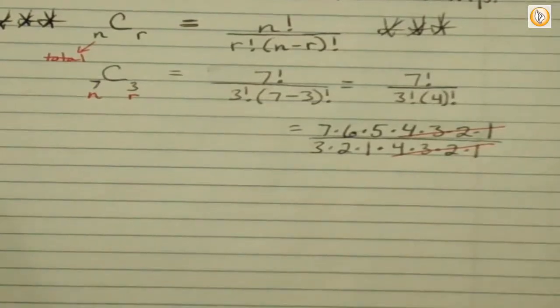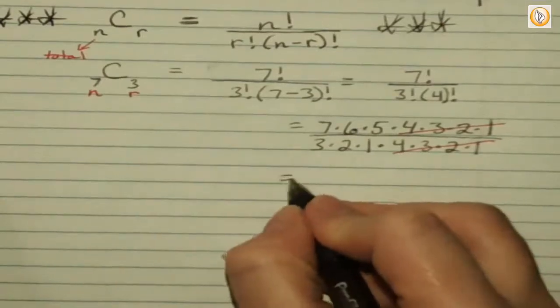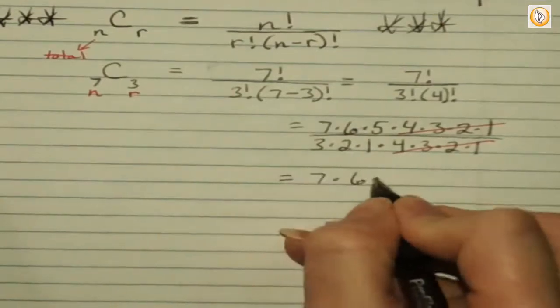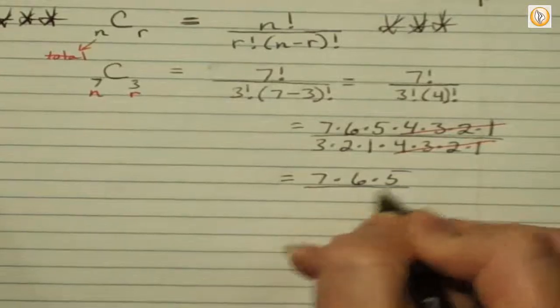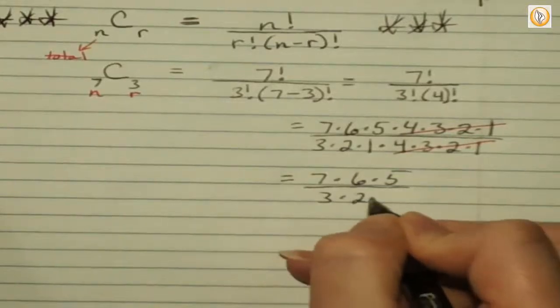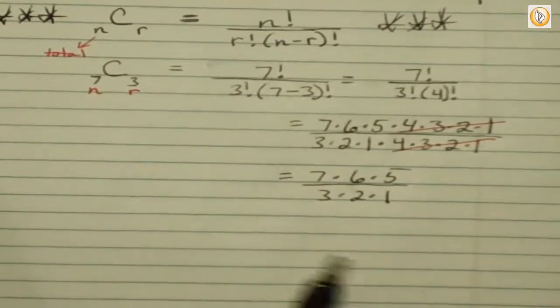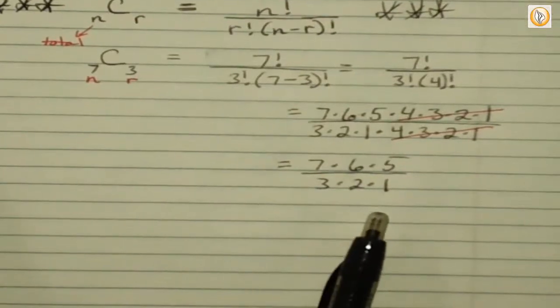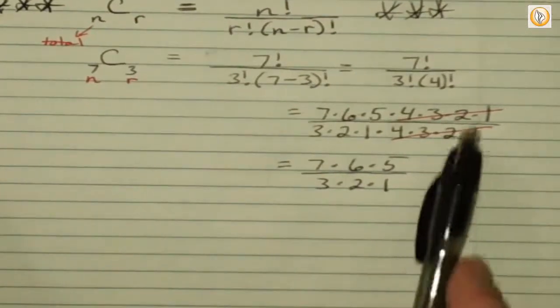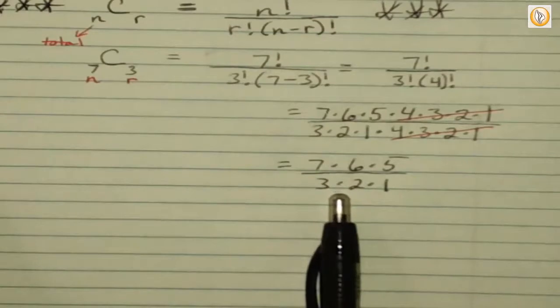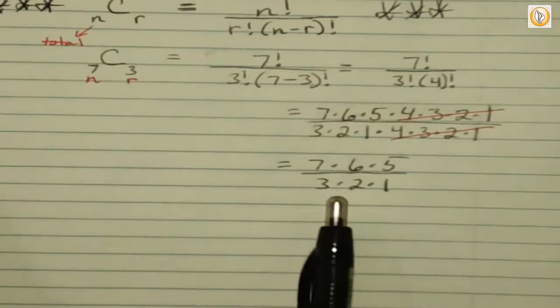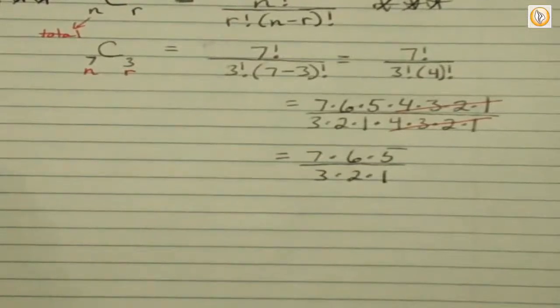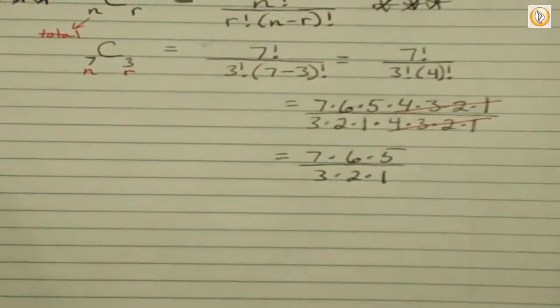So for notes' sake, I'm going to rewrite this. 7 times 6 times 5 over 3 times 2 times 1. Do you see why I rewrote it? It's what's left. Do y'all see that? This is for notes, so make sure y'all are writing this down. Okay, now, can we cancel something out? Yes.